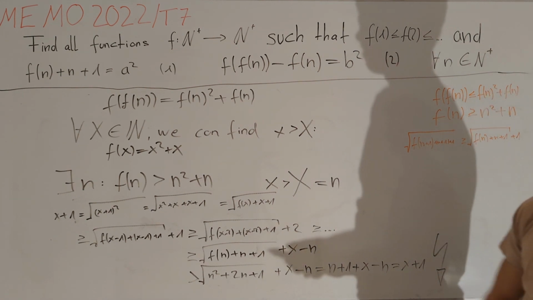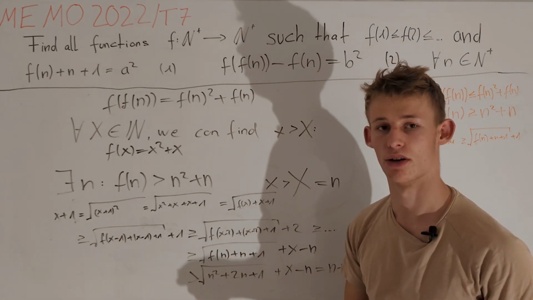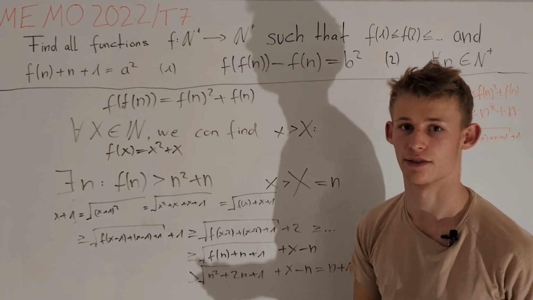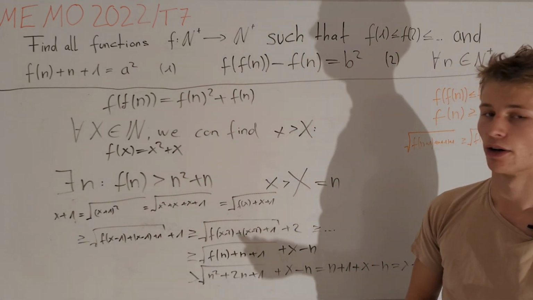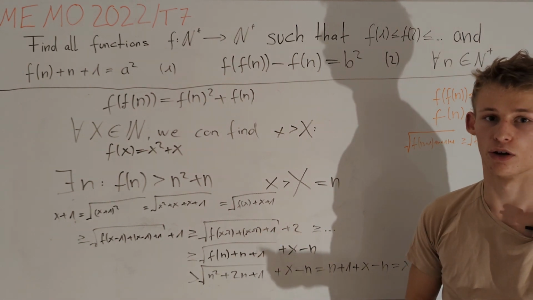Therefore f(n) greater than n squared plus n is not possible, and so our only possible solution is f(n) equal to n squared plus n. And now it's only left to prove that this function also works.